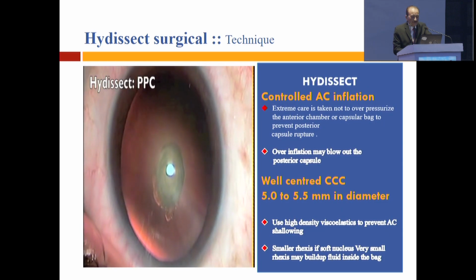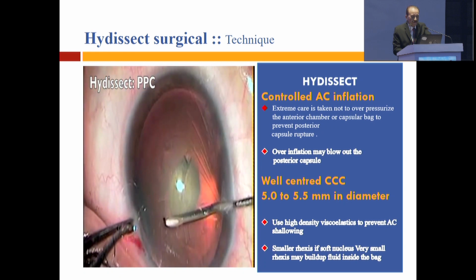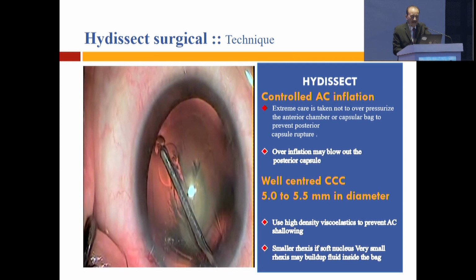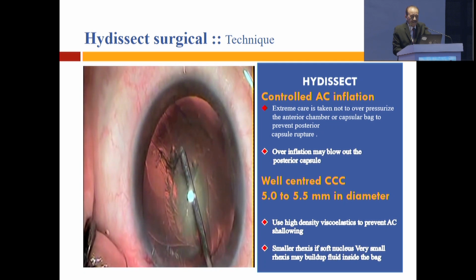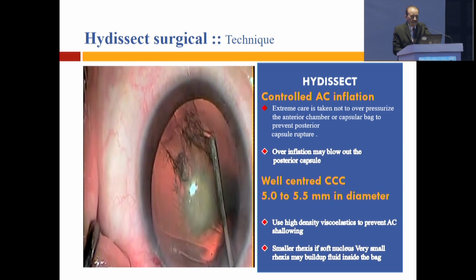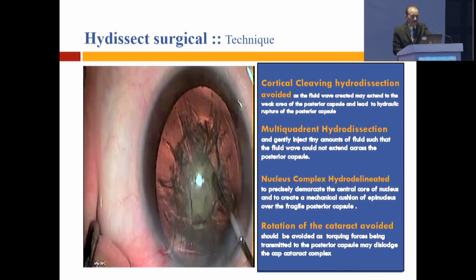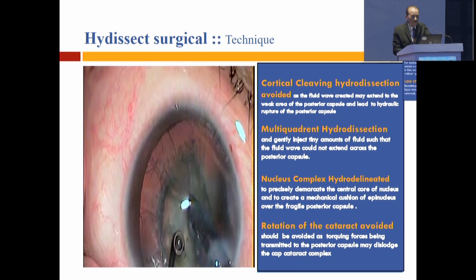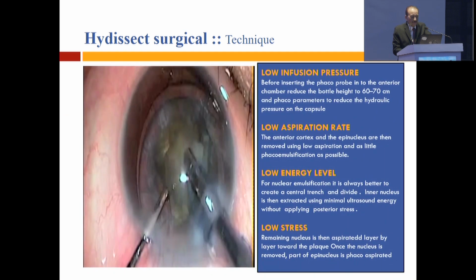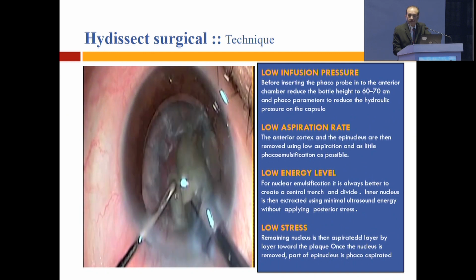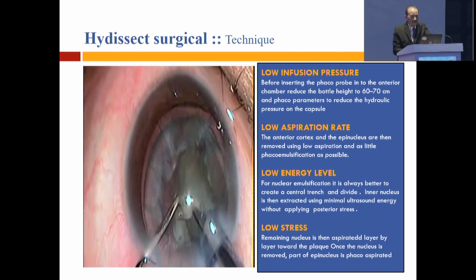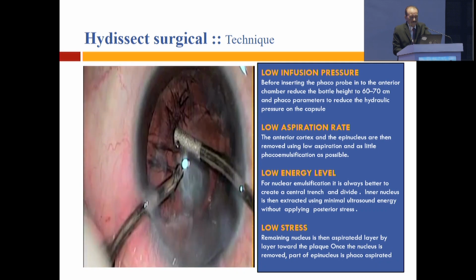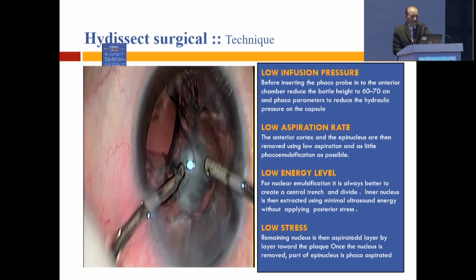So this is the technique I am going to show you in this video. We need to do a good capsulorhexis. The capsulorhexis has to be a little smaller than what we normally plan for a normal cataract. You should avoid cortical cleaving hydrodissection. I am doing multi-segment hydrodissection here, meaning you are injecting very small amounts of fluid all around, and then using low phaco forces, low energy, and low stress on the posterior capsule, you are segmenting the nucleus into 2 segments. And this nucleus, after segmentation, is emulsified with a very slow process without any haste. And then using the bimanual technique.